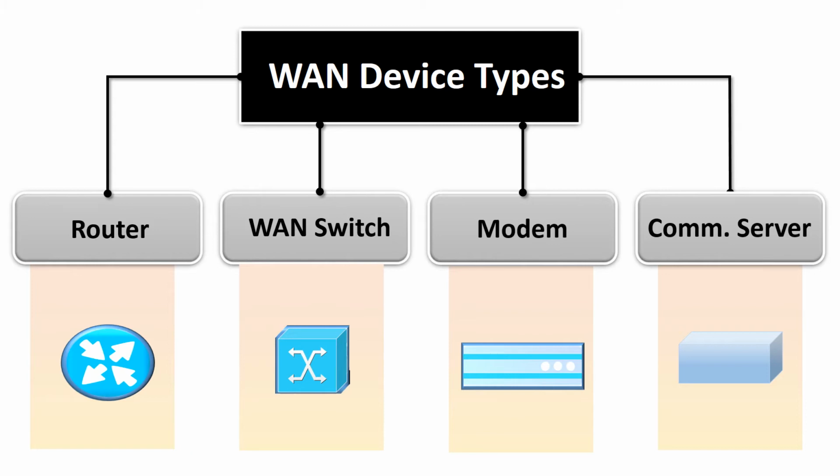Communication server concentrates dial-in and dial-out user communications. A COM server may also have a mixture of analog and digital interfaces and support hundreds of simultaneous multiple users. WAN connection can be in many forms.